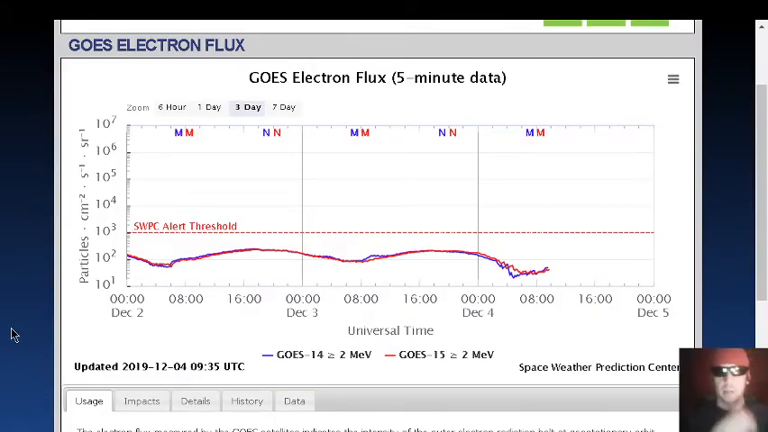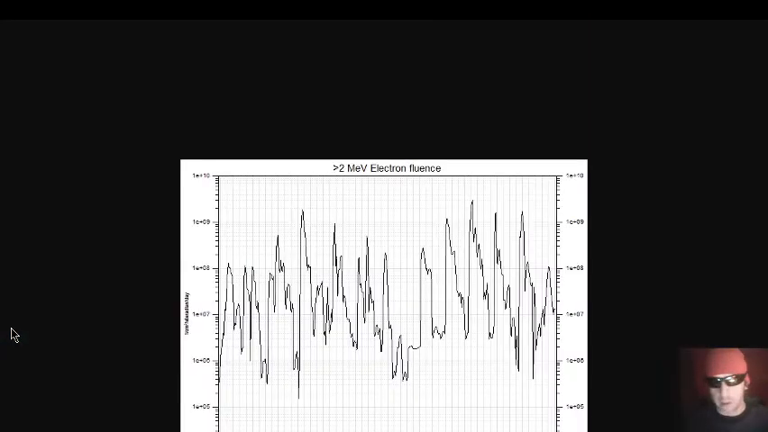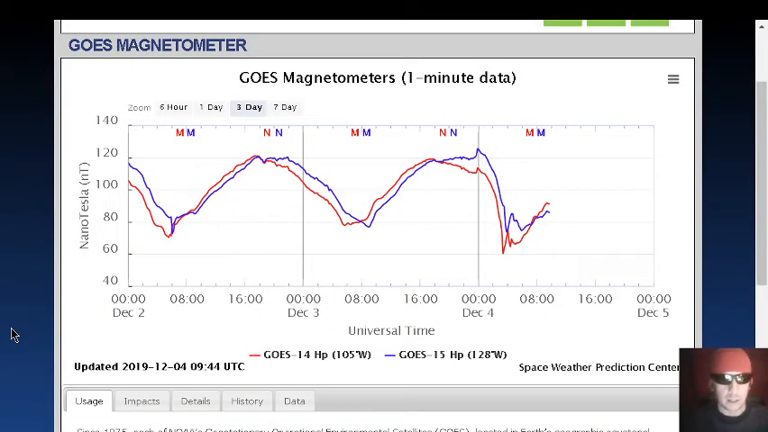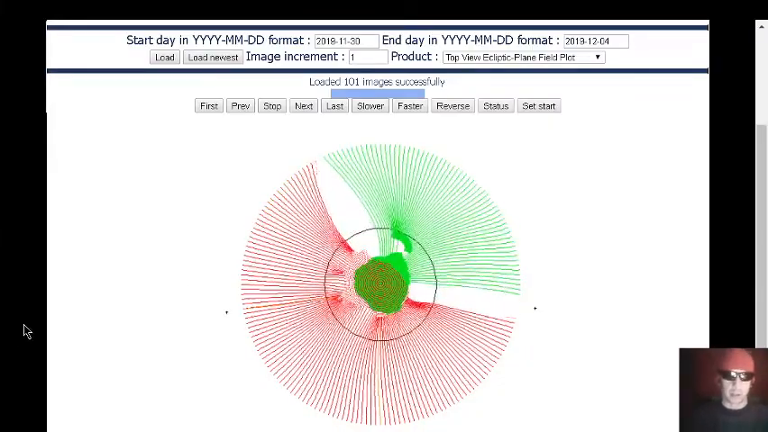Let's look at some more data, such as the GOES electron flux, which cratered a little bit. There was a sudden uptick in solar wind density there. And there are the relativistic electrons. Looks like they've flattened out a little bit too. Here's the GOES magnetometers. That's the 14 and the 15. And we did see a little magnetic perturbation there at the same time that we saw the solar wind kick up. We'll get to it in a minute.